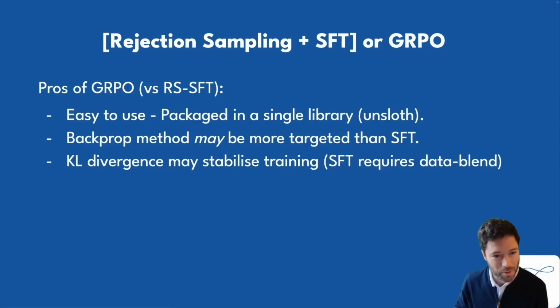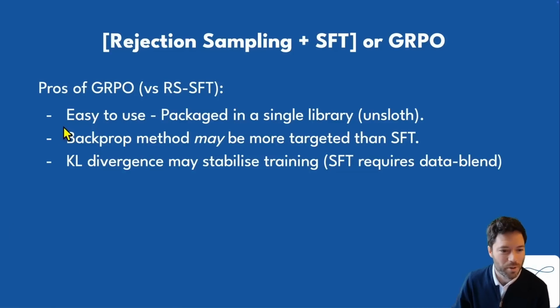Now, to decide between whether you want to do GRPO or you want to do rejection sampling in SFT, I propose the following list of pros and cons. So the pros of GRPO, the first is that it's somewhat easy to use because it's packaged in a single library within Unsloth. Now, Unsloth just supports one GPU. If you want to do multi-GPU, maybe you can use GRPO from Transformers, but it's not going to be particularly memory efficient, so you'd have to find some other library.